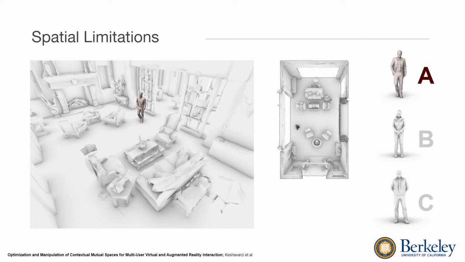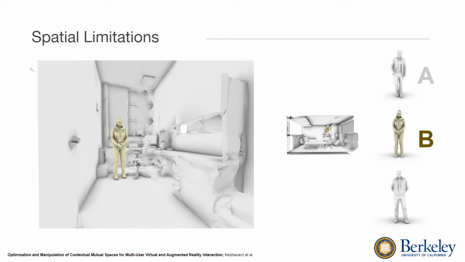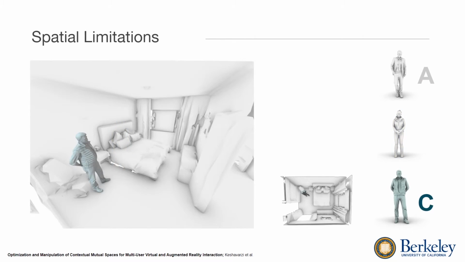User A resides in this very large living room. You can see a perspective view on the left and a floor plan view on the right. User B, however, wants to join the telepresent meeting in her small office, and user C is working from home, planning to meet in his bedroom space, which has a little bit more open area for the others to join. Okay, so let's look at the first problematic scenario.